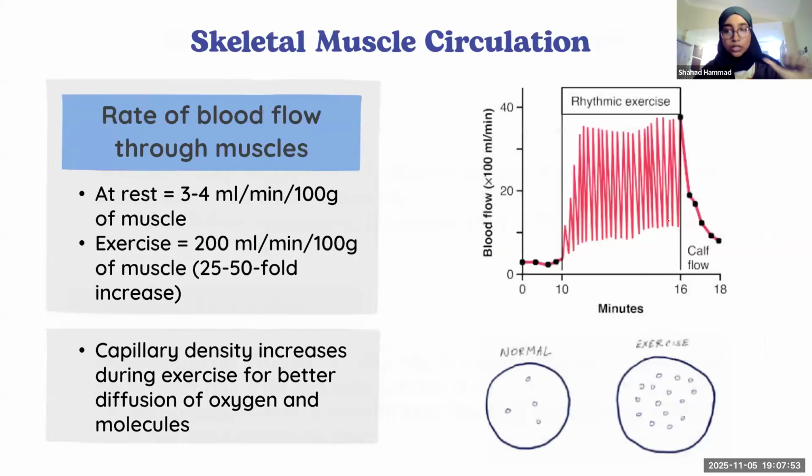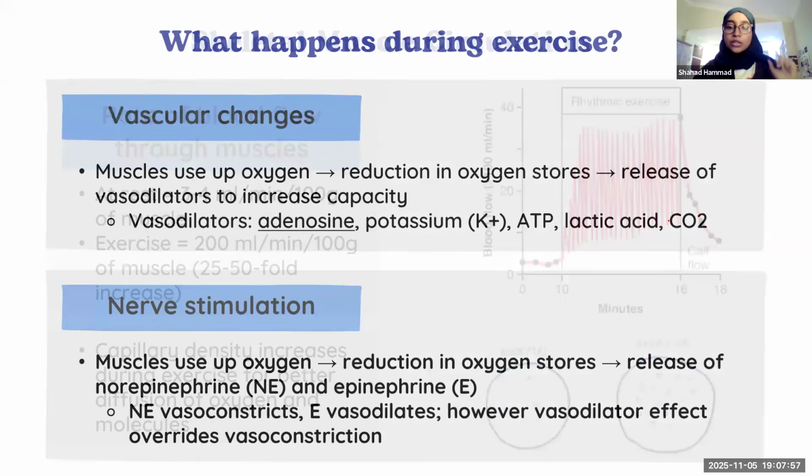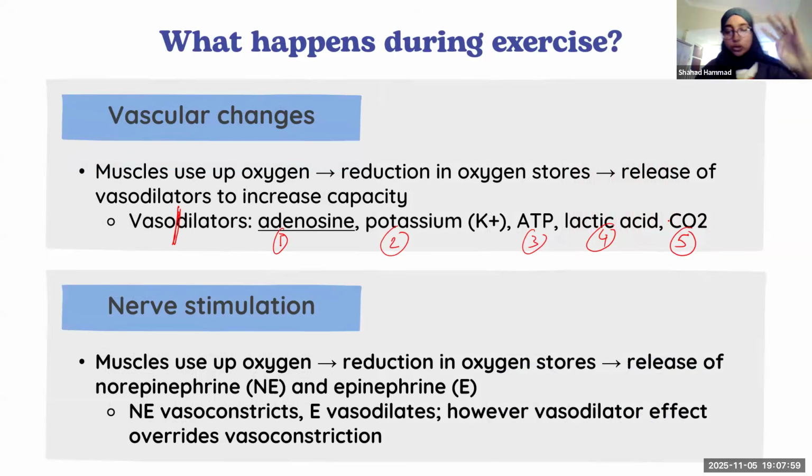We have the increase in the rate of the blood flow, we have increased capillary density, and we have our vascular changes. The 4th one is nerve stimulation. All of these different mechanisms work together to be able to compensate for the increased demand. So what happens with nerve stimulation? We have the same thing.